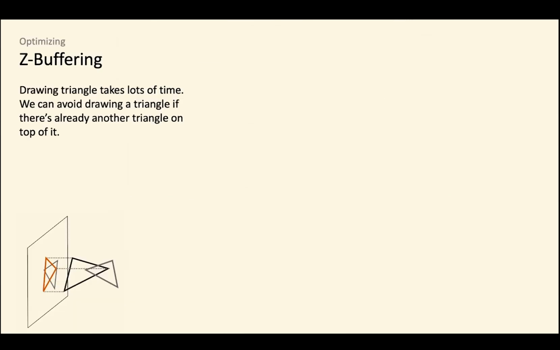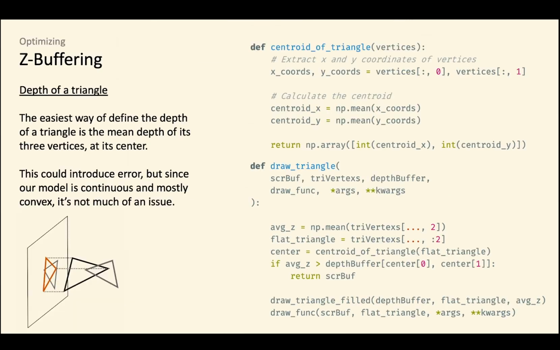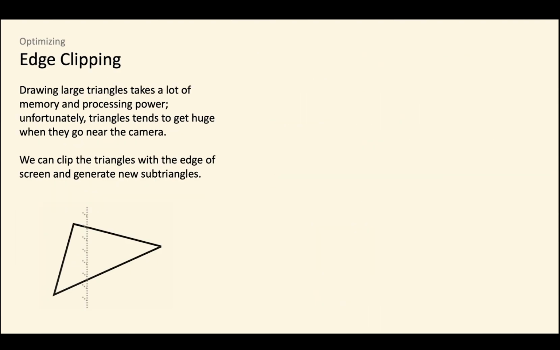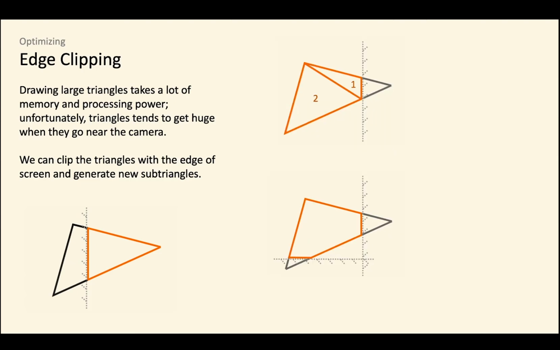Drawing triangles takes a lot of time, so we want to avoid it if possible. So Z-buffering makes the program choose to not draw a triangle if there's already something on top of it. If triangles are close to the screen, they become large and can take quite some resources to draw. We can clip the triangle edges and form new polygons. Like that. Clipped shapes can also form a pentagon, or more.